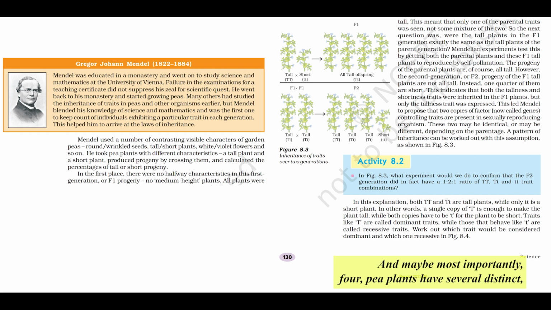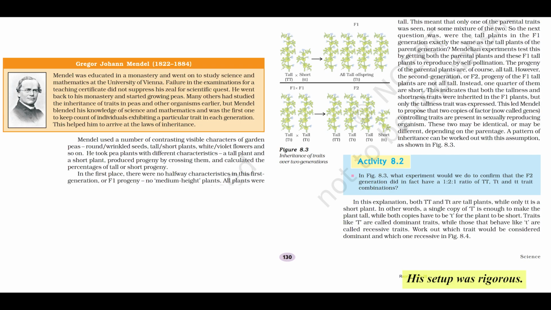And maybe most importantly, four, pea plants have several distinct, easily identifiable contrasting traits. Things that are clearly one thing or the other with no confusing in-betweens. Like tall or short, round or wrinkled. Exactly. Round or wrinkled seeds, yellow or green seeds, violet or white flowers, tall or short stems. These clear-cut alternatives made counting and tracking straightforward.